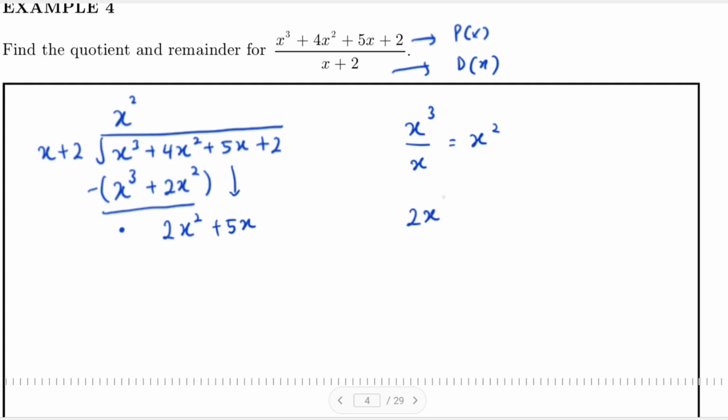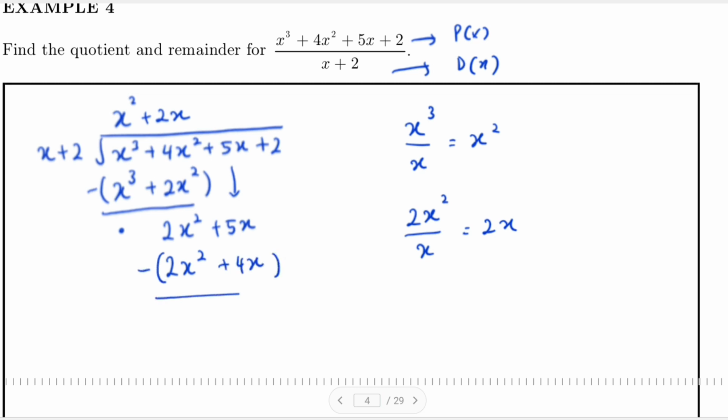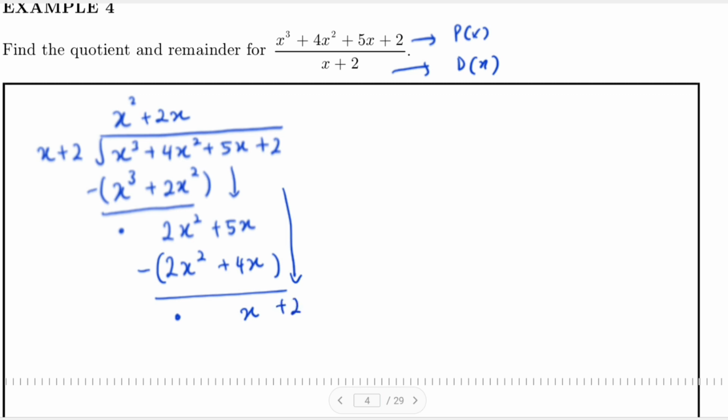And then think again, what multiplied with x will give us 2x squared? The other way to do this is just we do the division. 2x squared, we divide by x, so we have 2x. So we put 2x here. So 2x multiplied with x will give us 2x squared, and 2x times 2 will give us 4x. Then we get the answer here would be 0. 5x minus 4x will give us x, and then we bring down plus 2.